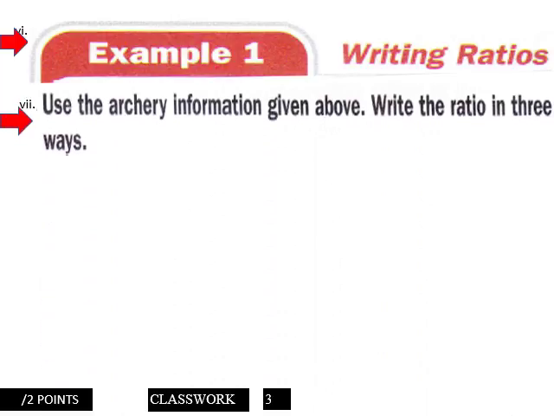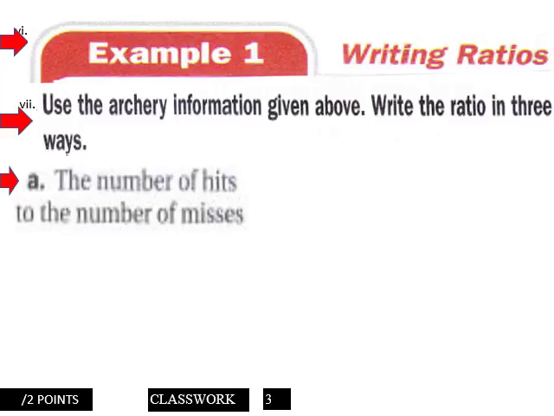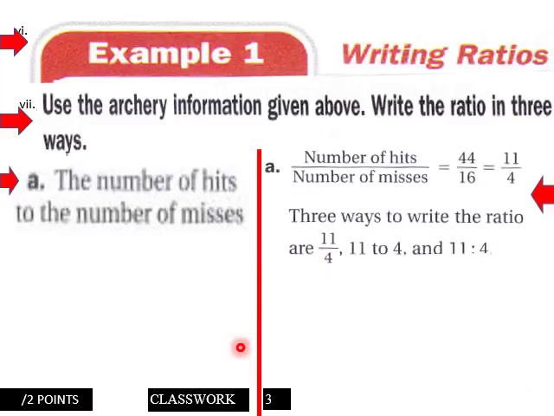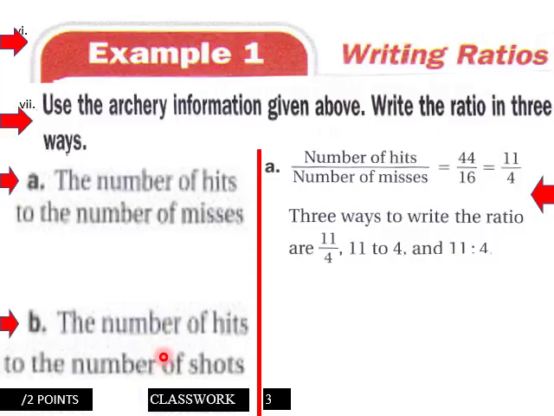So example 1 in writing ratios. Use the archery. So we're featuring archery here. A, the number of hits to number of misses. So number of hits, number of misses. So here's our ratio here. Three ways to write the ratio are 11 over 4, 11 to 4, and 11:4 with this full colon here. That's a colon. So there are different ways of writing that.